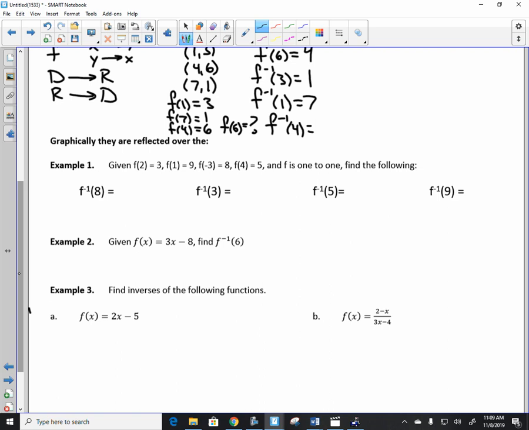Graphically, inverses are reflected over the line y equals x. We're going to look at that in a second. So that's a basic introduction into your inverses.